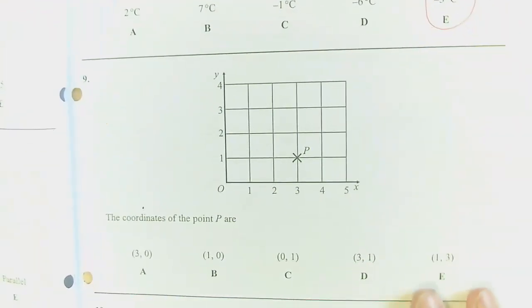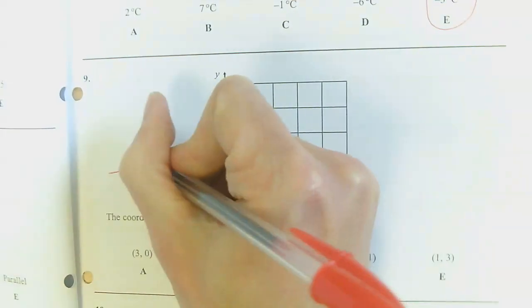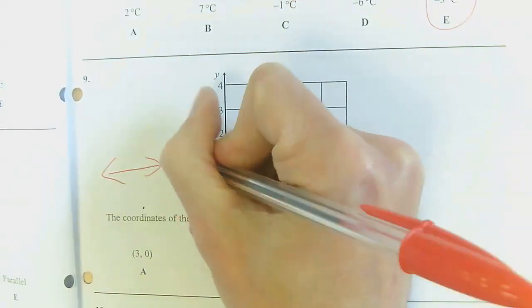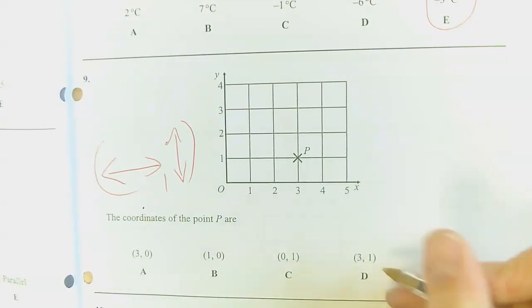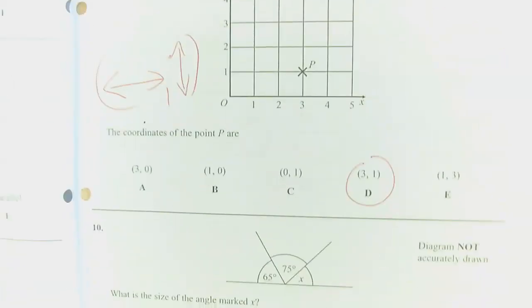Question 9. The coordinates of point P are, so this is reading coordinates, along the corridor and up the stairs. 3 across, 1 up, D.